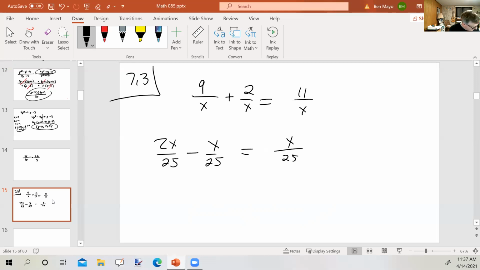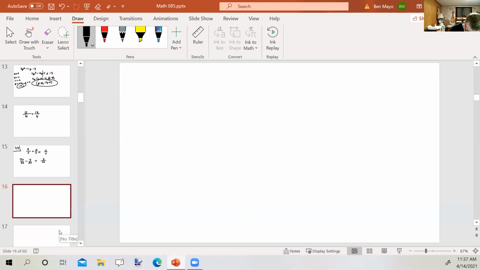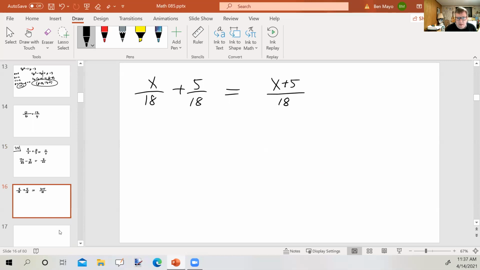All right. Let's say I've got this situation: x over 18 plus 5 over 18. That would become x plus 5, the quantity, divided by 18. And that's as far as I can go. Let's say I've got 7/10 plus 3y over 10. That would be 3y plus 7 all over 10.